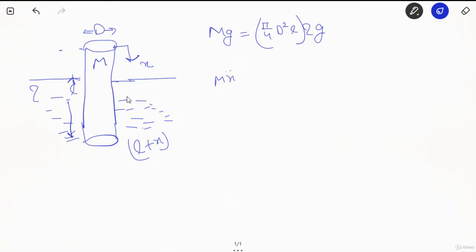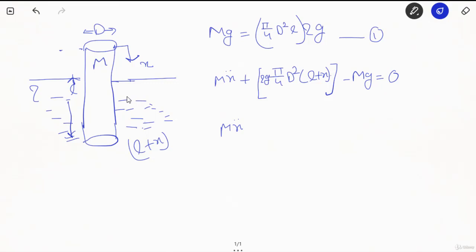Newton's second law says that m x double dot, and the restoring force again is the buoyant force, which is again pi by 4 d square. Now the length inside is L plus x, and disturbing force is mg, which is equal to 0, right? Now by the first equation we can get mg should be equal to pi by 4 d square L into rho into g. Now a few terms have been defined here. This is rho into g.